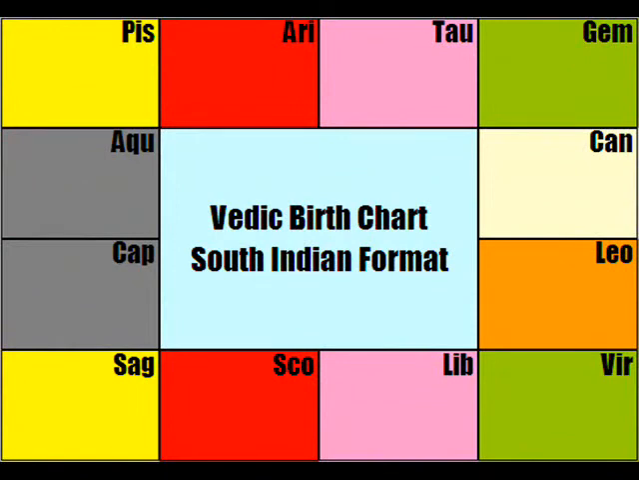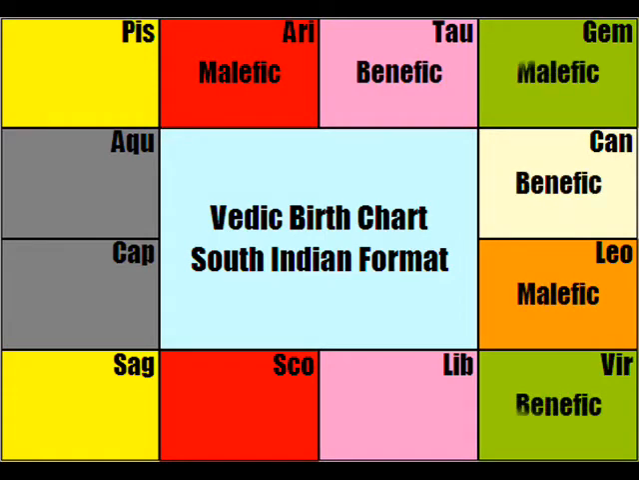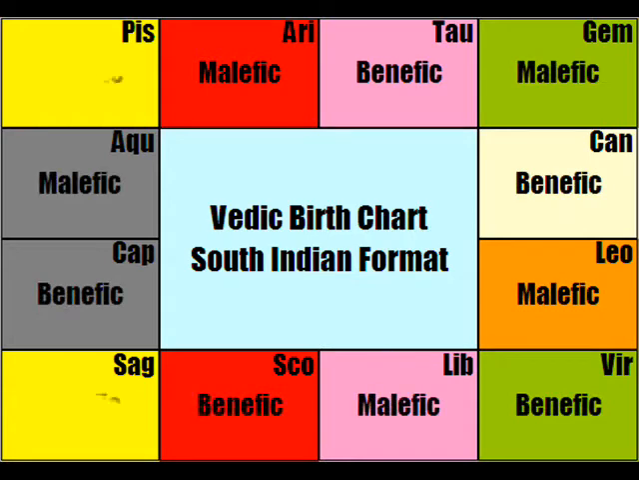Again, beginning from Aries would be a malefic sign, and the next, which is Taurus, will be a benefic. Continue in that order in a clockwise direction, and that will give you the nature of all the signs.